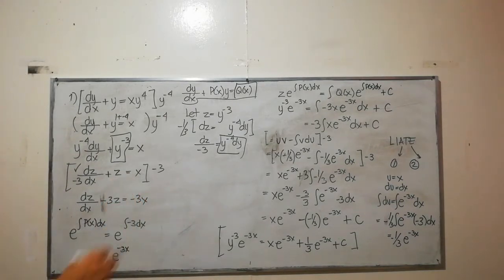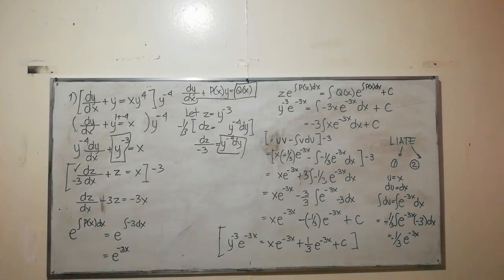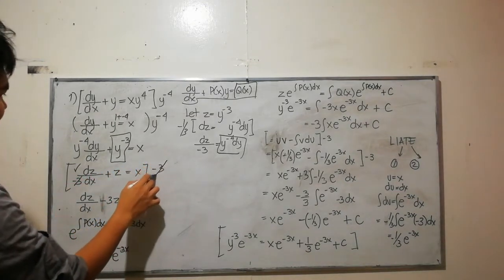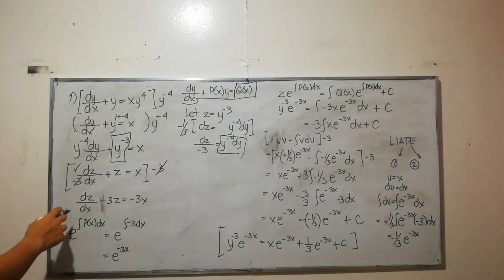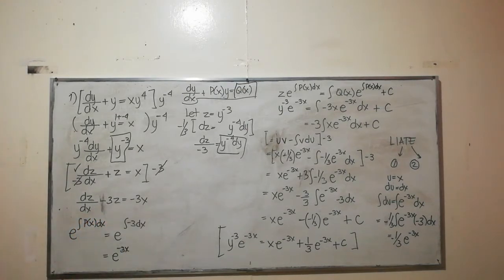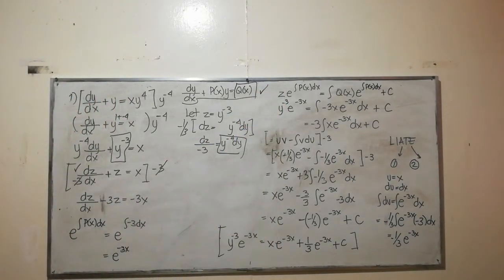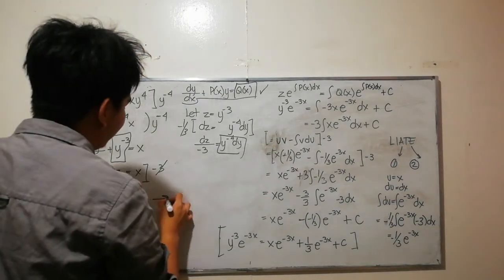As you can see in our linear form of differential equation, we have dy over dx, so multiply the whole equation by negative 3, so this will be cancelled. So dz over dx minus 3z is equal to negative 3x. So we are now in the linear form, and we already finished step 1.